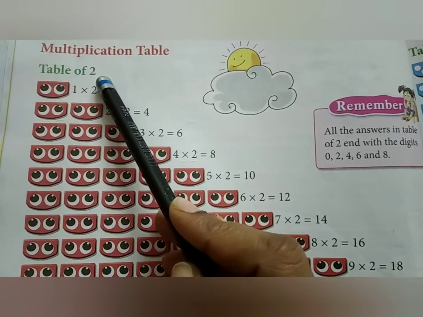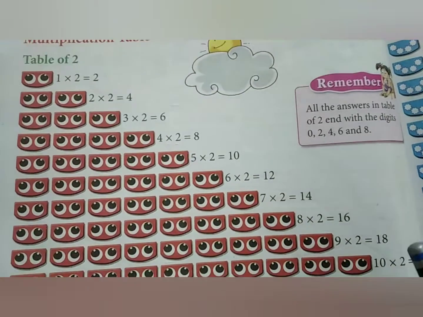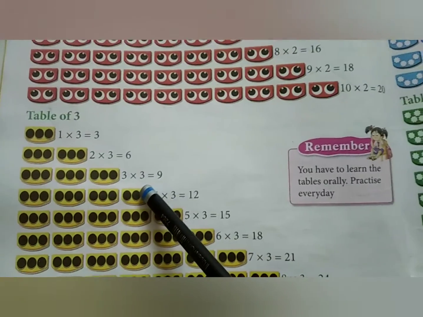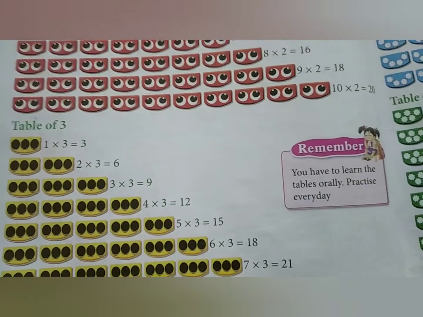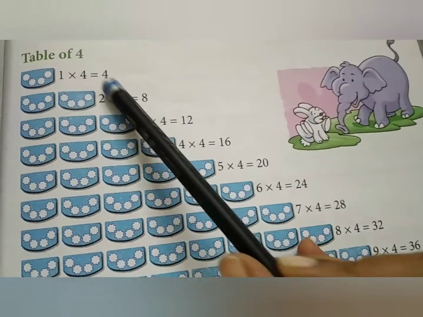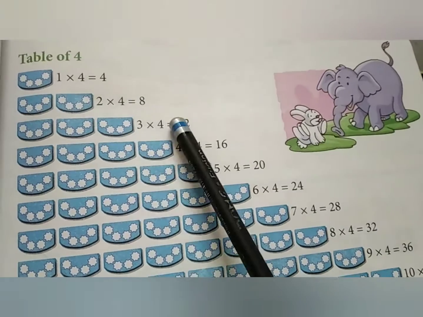So table of 2 means what? 2 times we are multiplying. Okay. So table of 3 means what? 3 times of the numbers. Similarly, table of 4 means what? 4 times. Okay, 4 times 1, 4 times 2, 4 times 3.